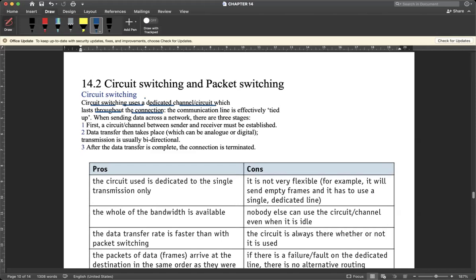But what does dedicated mean? Dedicated means the specific, the special one. So the communication line is effectively tied up when sending data across a network.